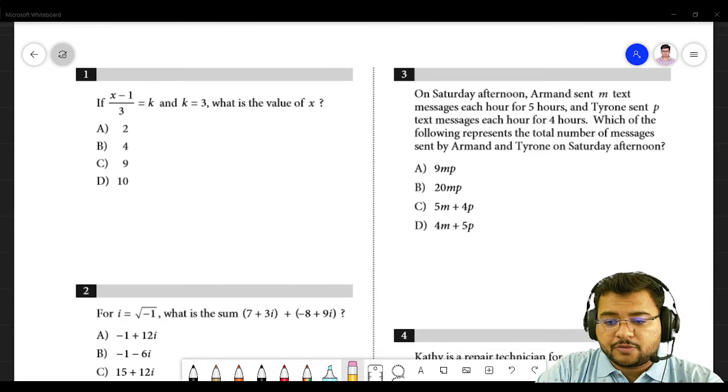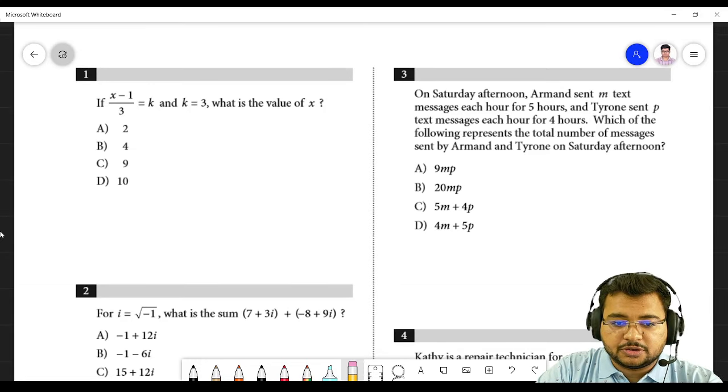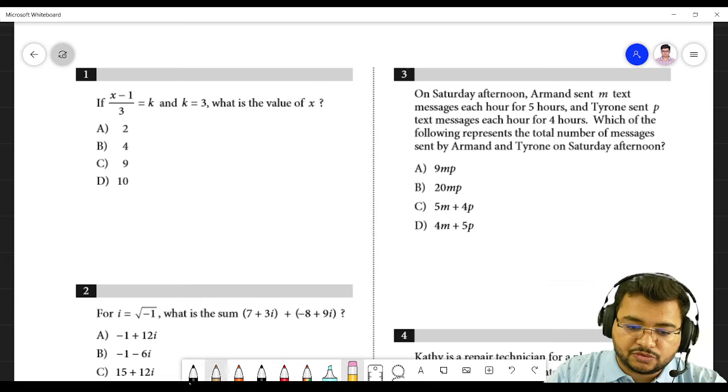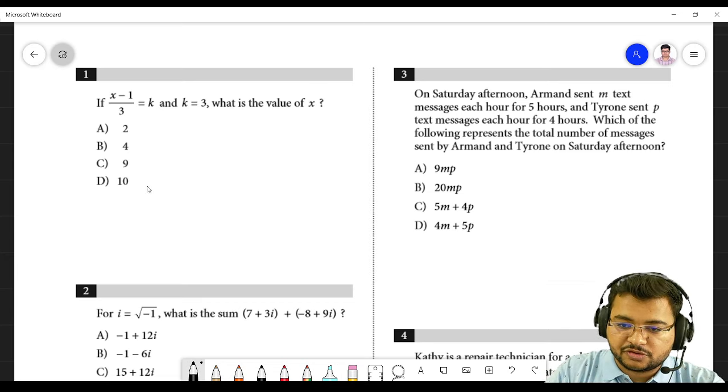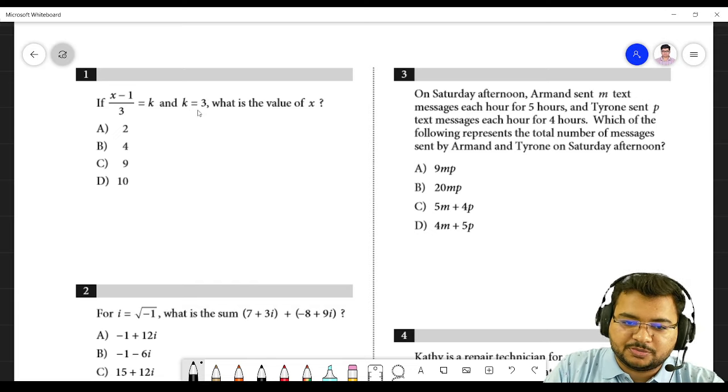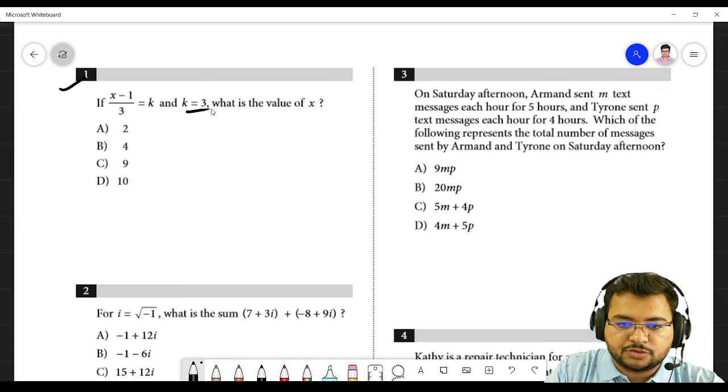Hi guys, so today we are going to start with the SAT practice test 1 for the math portion without using the calculator. So there are 20 questions and we'll try to solve it as soon as possible. Okay, so starting with the first question, it's given (x minus 1)/3 equals k, k equals 3. What's the value of x?